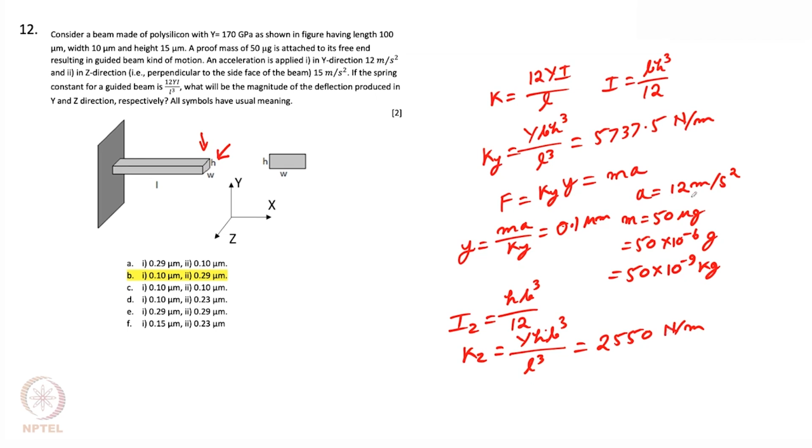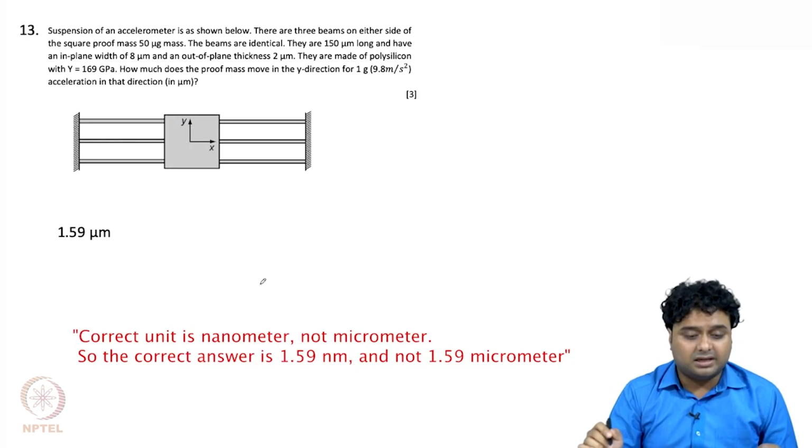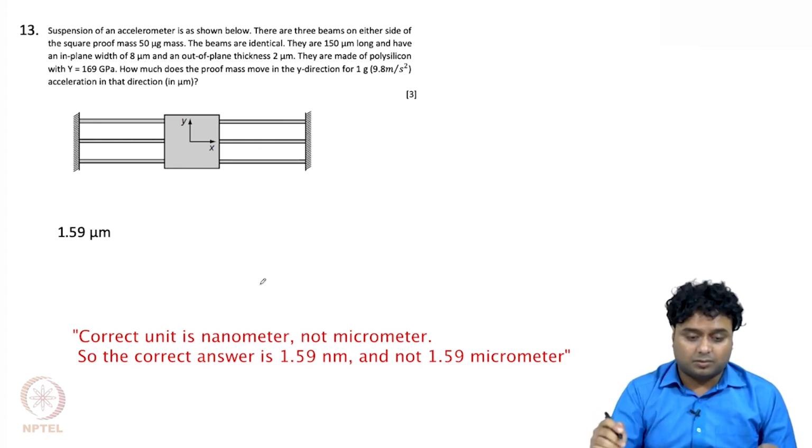Now the acceleration will be 15 meter per second square and mass is same only, right? So if you put all those values, then the deflection in z, let's assume that is z, will be equal to m into az by kz equals 0.29 micrometer. So this is the correct answer. Now the next problem is also from mechanics and a similar kind of problem, and you need to be careful about the points which I mentioned in the last problem also.